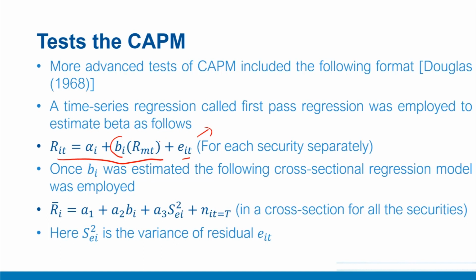Once this beta_i was estimated, which was sort of market risk or correlation of individual stocks with the market, then the following cross-sectional model was employed. So this was the time series model, the first pass regression, and in the second pass regression, the betas were obtained for each security, and for a cross section of all the securities, this kind of model was run. Here, sigma_ei squared is the variance of residual term e_it. So in a sense, it represents the idiosyncratic risk, while beta_i represents the market risk. This kind of model was run in cross section, and here eta_it is the residual term, and this was employed for a given time t for each time period separately. That is why this is called cross-sectional regression.